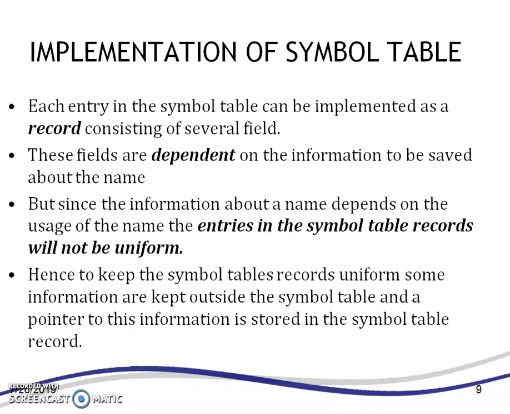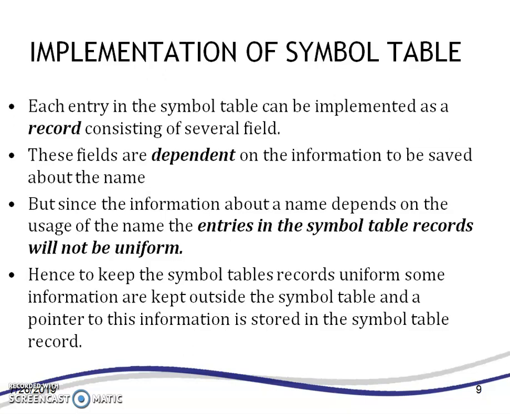How to implement the symbol table? Now, as we know that each name consists of various attributes, we store this information in terms of records. Each entry in the symbol table can be implemented as a record consisting of several fields. These fields depend on the information to be saved about the name. But since the information about a name depends on the usage of the name, the entries in the symbol table record will not be uniform.